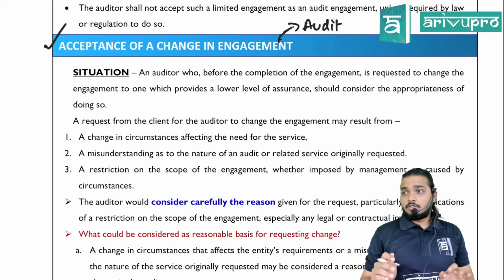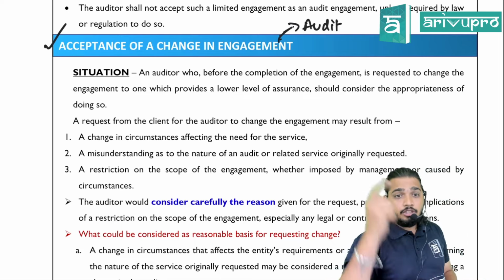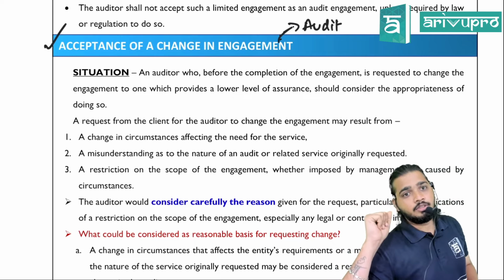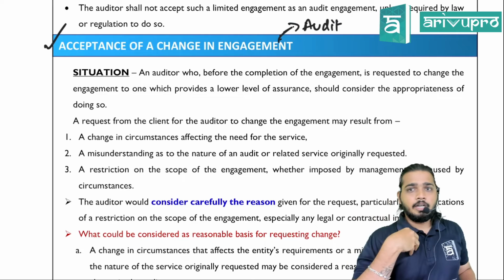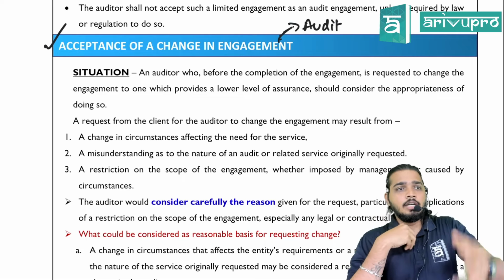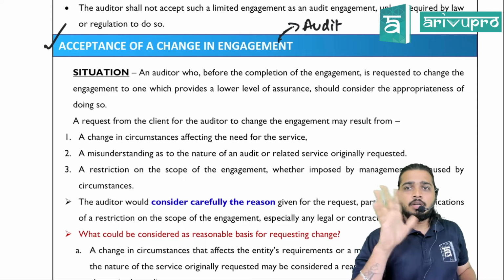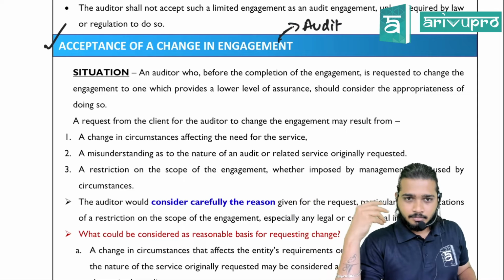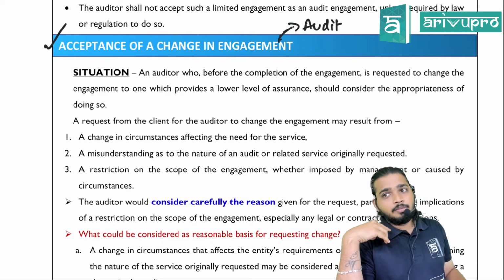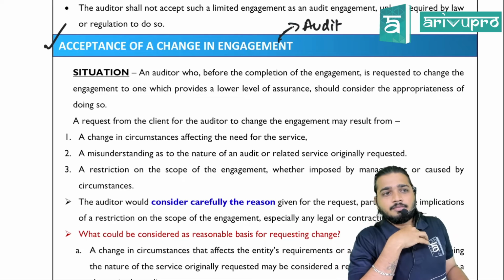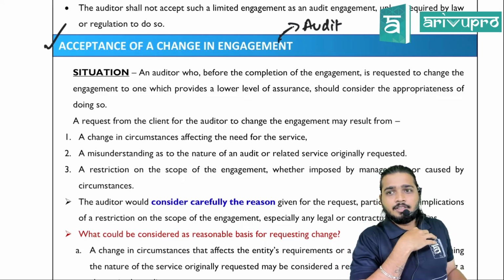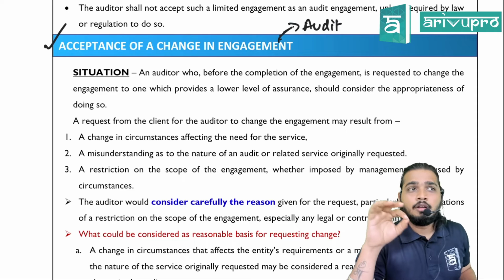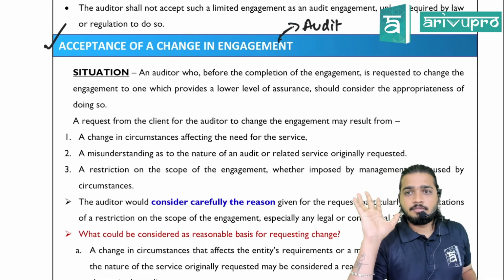Audit engagement. So suddenly they may ask you to change your audit. Should you change? Imagine I am teaching audit. Suddenly management will come and say, sir, don't teach audit, teach accounts. Should I accept or not? My wish. First I have to ask, why are you asking me to change?